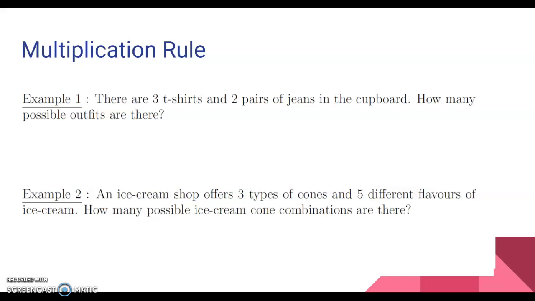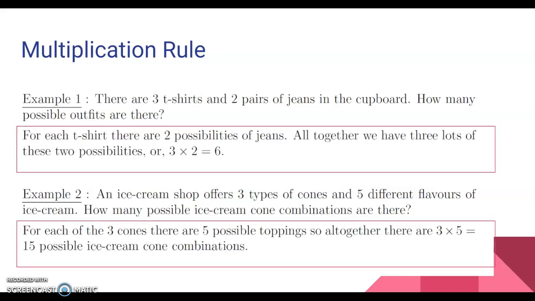Well, all 3 of those cones could be ordered with the mint, but all 3 of those cones could also be ordered with the chocolate or the vanilla or the strawberry. And so it would be 3 times 5. You're picking 1 out of those 3 cones and you're picking 1 flavor of ice cream. So we're assuming it's just a single scoop situation, 1 type of cone, 1 type of ice cream. So that would be 3 times 5, because you get to pick 15 different order combinations.